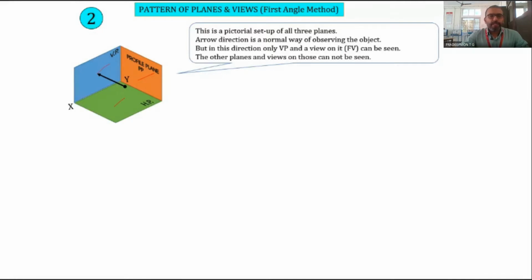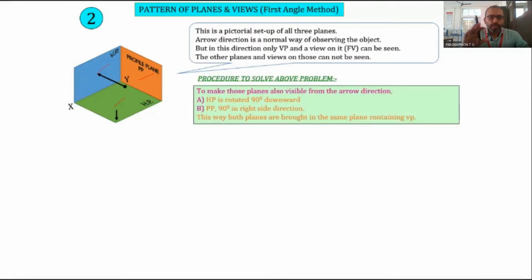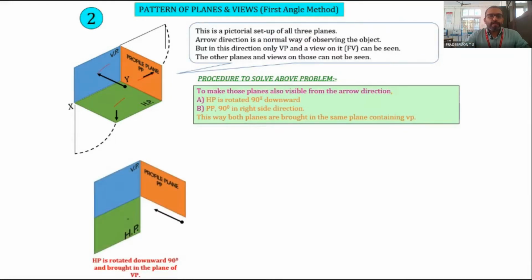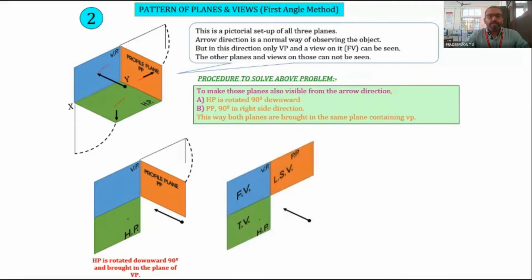And in order to convert this into two dimensions, what we do is we rotate the HP, the horizontal plane, 90 degrees clockwise. Like this, it is rotated 90 degrees clockwise. And then the profile plane, if we need the side view, is rotated 90 degrees anti-clockwise, in the opposite direction. So it will create a two-dimensional arrangement of these three planes.